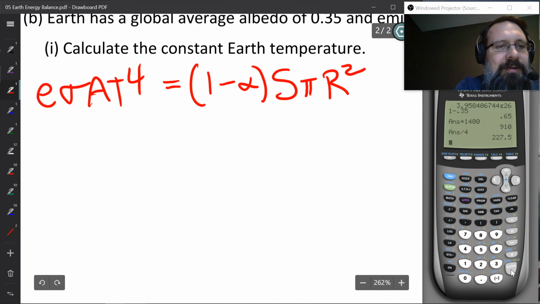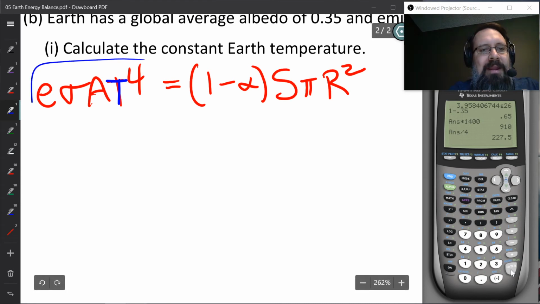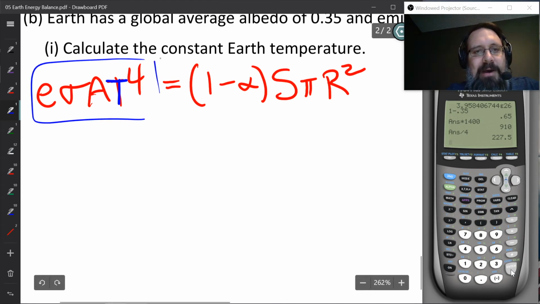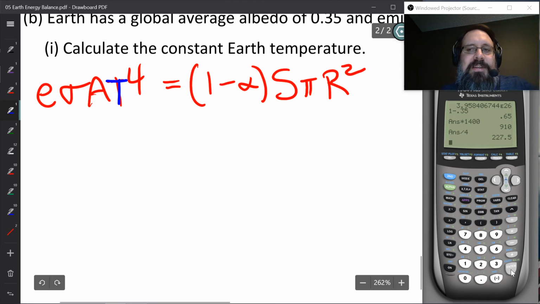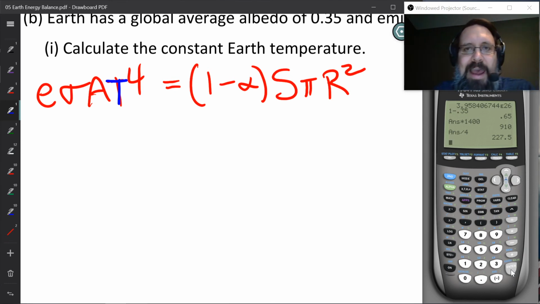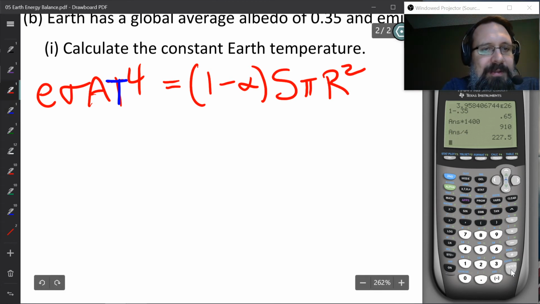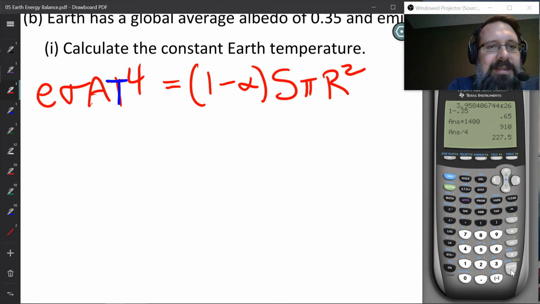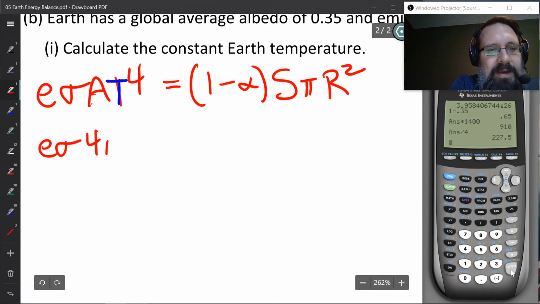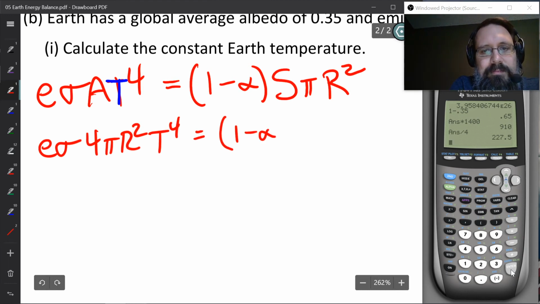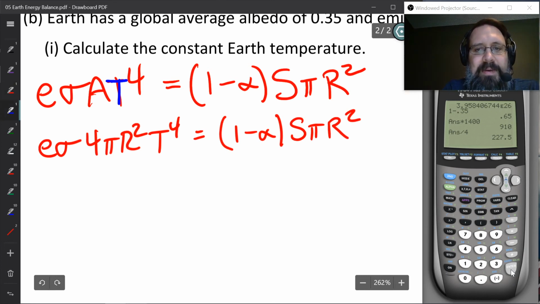So what we want to do is calculate the constant temperature of the Earth. If the power the Earth emits is in balance with the power the Earth absorbs, then the temperature should be constant. And this will tell us the average temperature of the Earth. Next line, I'm going to realize that the area is the surface area of the Earth, which we already know is 4 pi r squared. If we do that, we can see that the pi and the r squareds will cancel out.